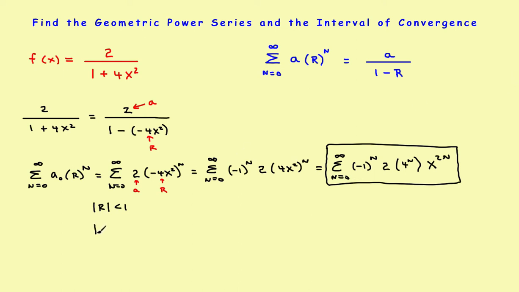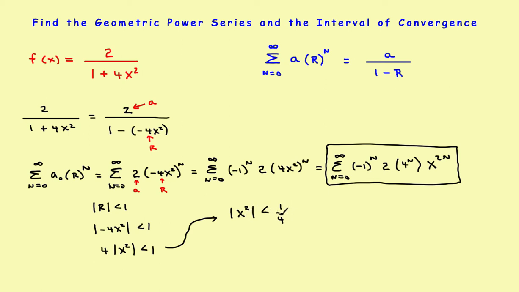So this is going to be the absolute value of minus 4x squared has to be less than 1. Now again, when you take the absolute value, that negative is going to disappear. The next thing to do is factor a 4 out of that. So that's going to be 4 times the absolute value of x squared is less than 1. And then we'll kind of bring it up over here. The next step, divide both sides by 4, and you'll get the absolute value of x squared is less than 1/4.